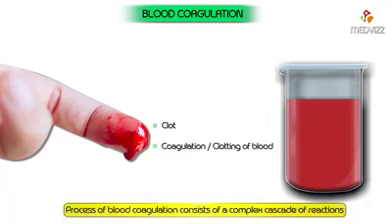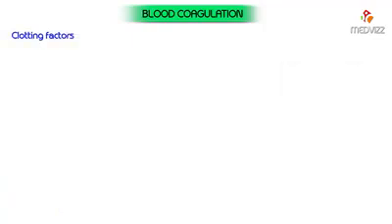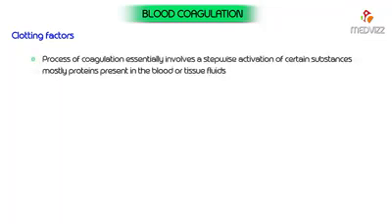The process of blood coagulation consists of a complex cascade of reactions. Before discussing the mechanism of blood coagulation in detail, it will be worthwhile to study the essential features of various clotting factors involved in this process. Clotting factors. The process of coagulation essentially involves a stepwise activation of certain substances, mostly proteins present in the blood or tissue fluids. These substances are called clotting factors and have been given Roman numerals.